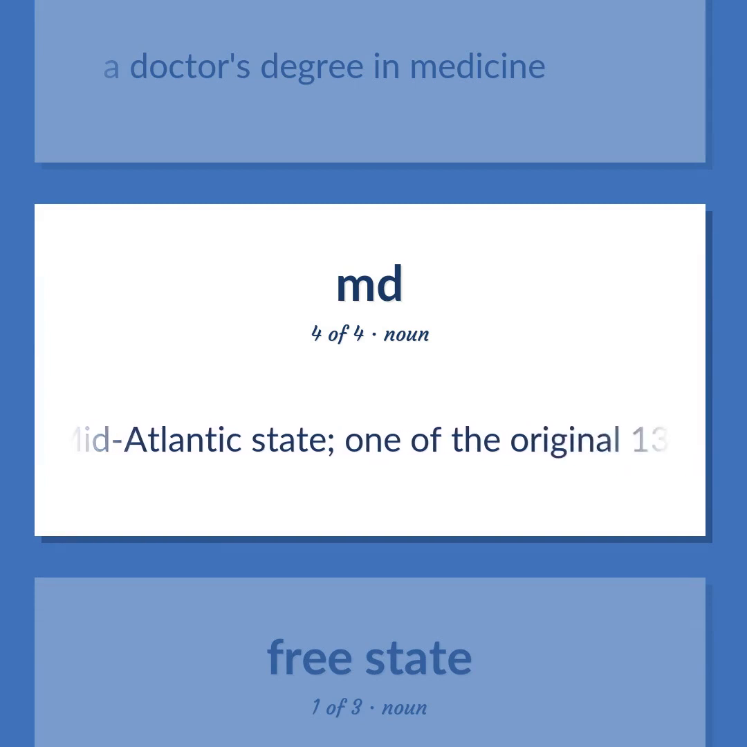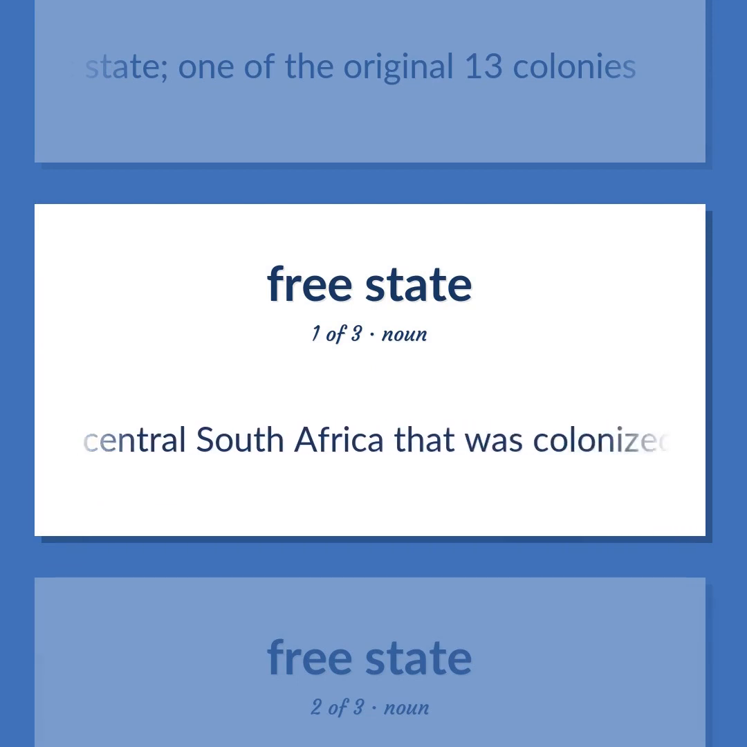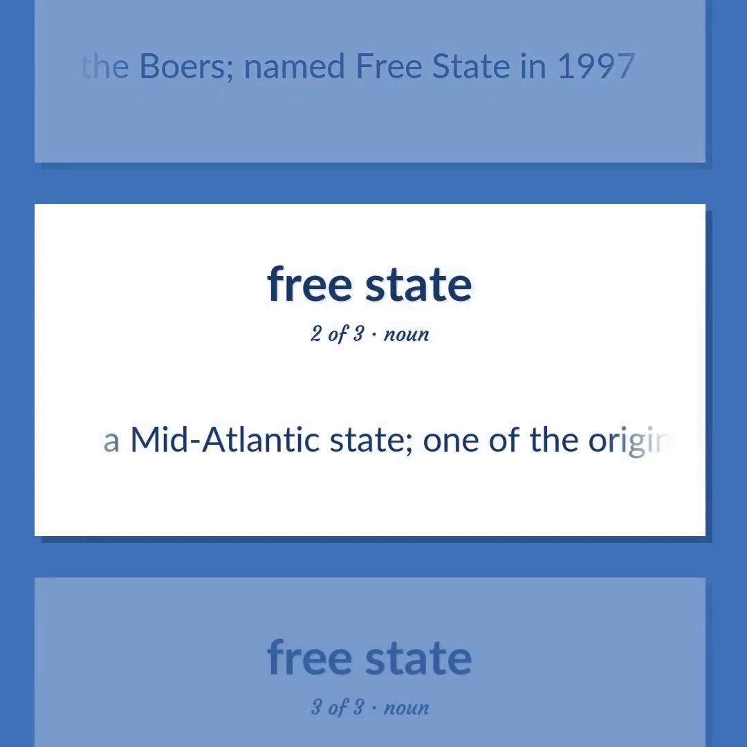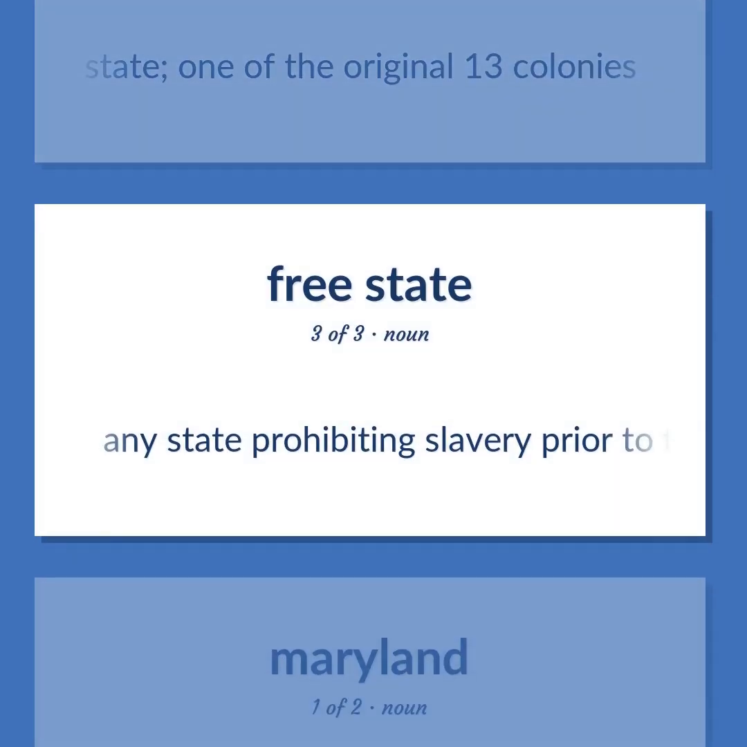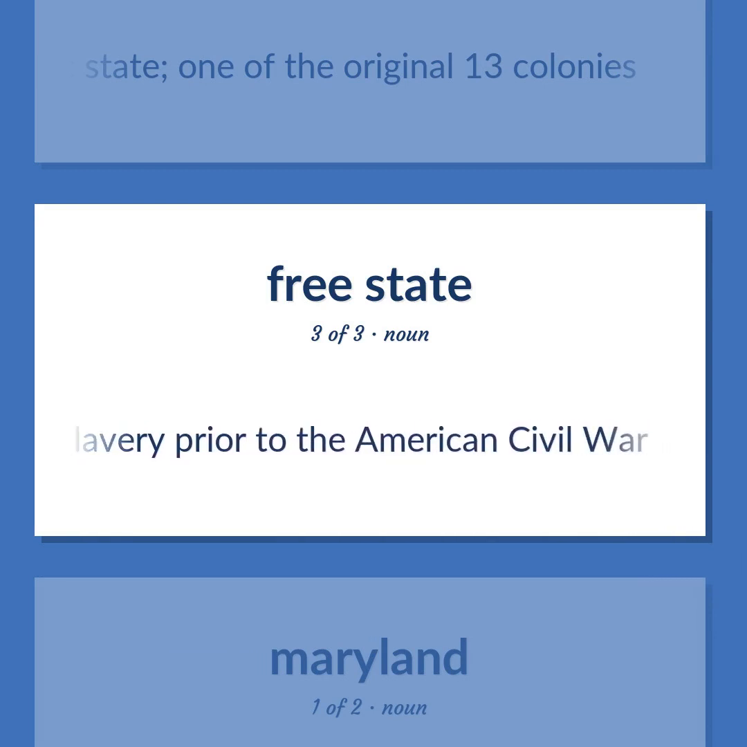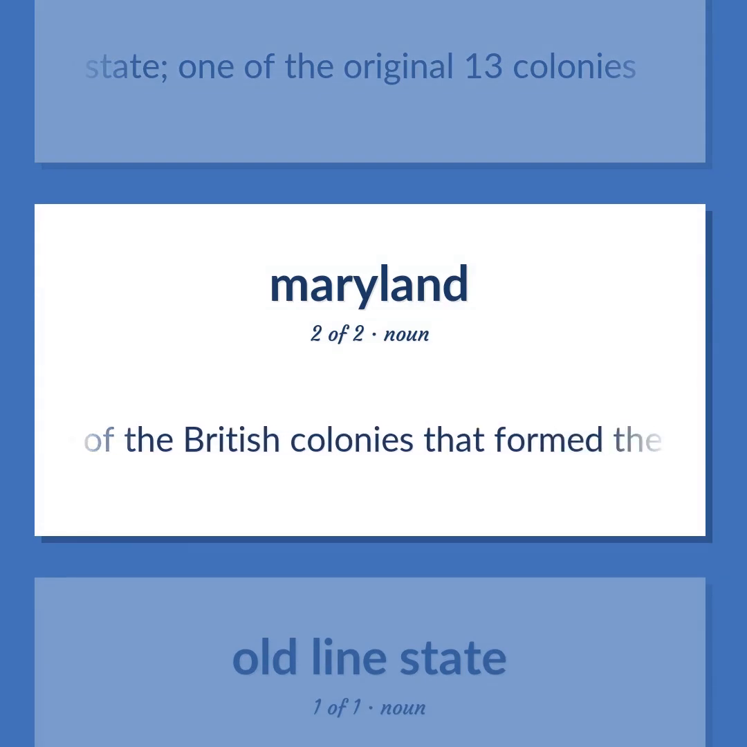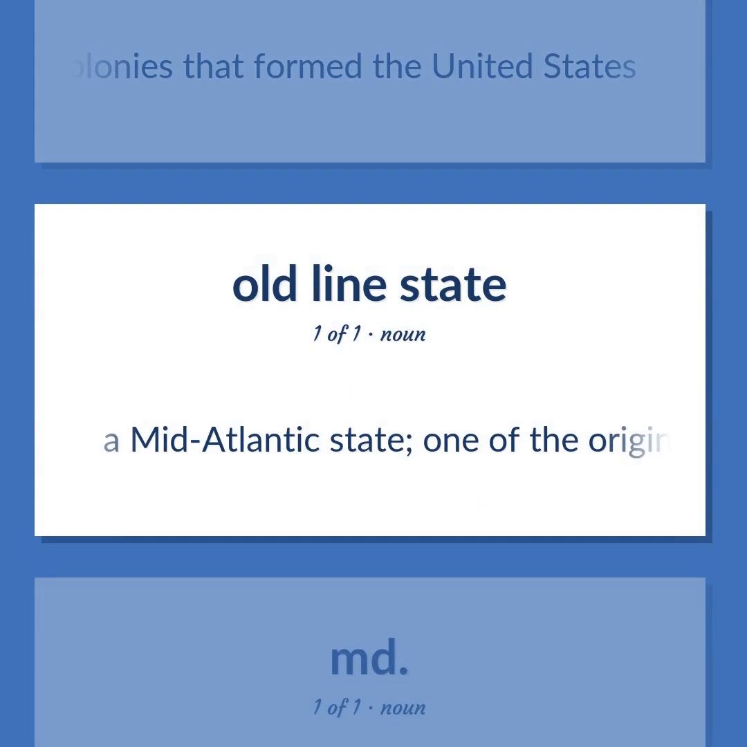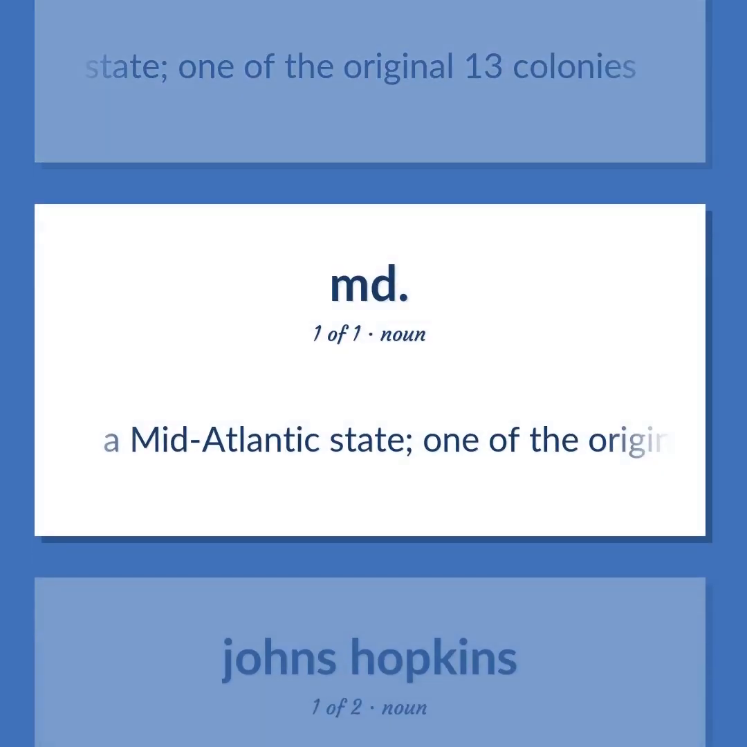A mid-Atlantic state, one of the original 13 colonies. A province in central South Africa that was colonized by the Boers, named Free State in 1997. Any state prohibiting slavery prior to the American Civil War. One of the British colonies that formed the United States.